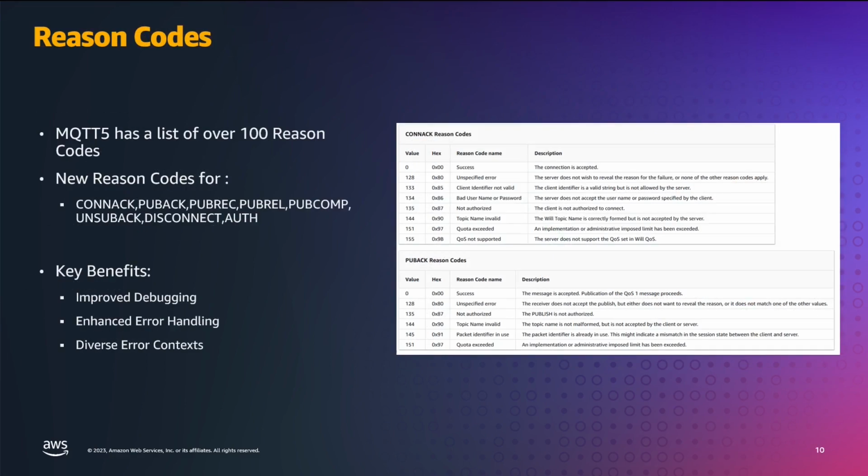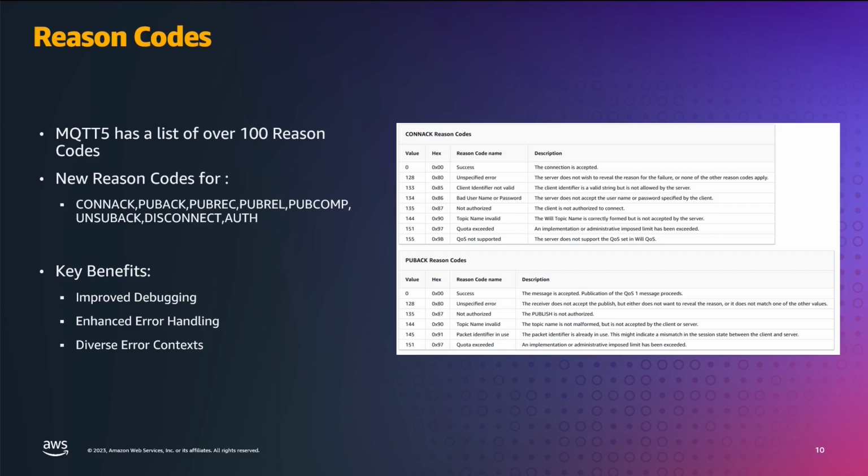So next are the reason codes, which give you the result of an MQTT operation. In MQTT3, there were only three return codes to determine what went wrong when connecting to the server. But in MQTT5, we now have a list of over 100 reason codes, which are included in the response packets exchanged between the clients and the brokers. You can see some of the reason codes in here. And also there are new reason codes for packets which previously didn't have reason codes. So these are some of the packets that have new reason codes in MQTT5.